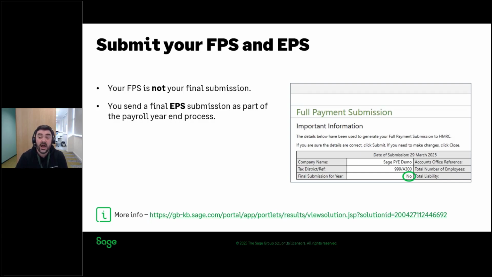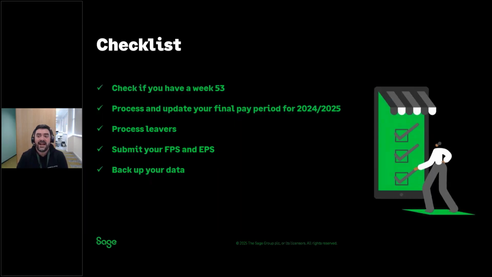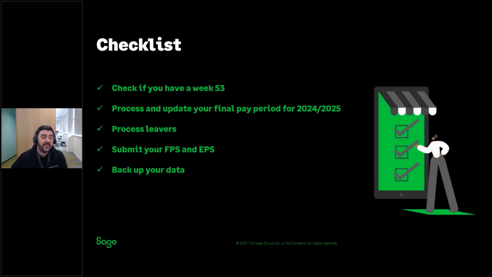That is completely normal. And then just to recap the checklist, our first step was to check if we had a week 53. So weekly, fortnightly, or 4 weekly, where your regular pay date is Saturday, the 5th of April. We've processed and updated our final pay period for the tax year. We've checked to see if any leavers need to be processed. We've submitted an FPS and in our case an EPS to reclaim statutory payments, and we finished with a backup of the data. And that's me ready to move on and complete the payroll year end.